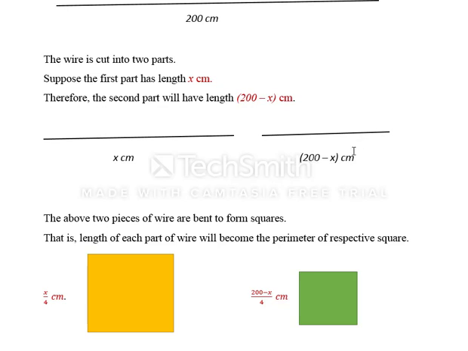In the same way, we have used this wire to form the second square, the smaller one. So we have divided this whole length into four equal parts. Therefore the side length of this smaller square will be the total, 200 minus x, divided by 4.